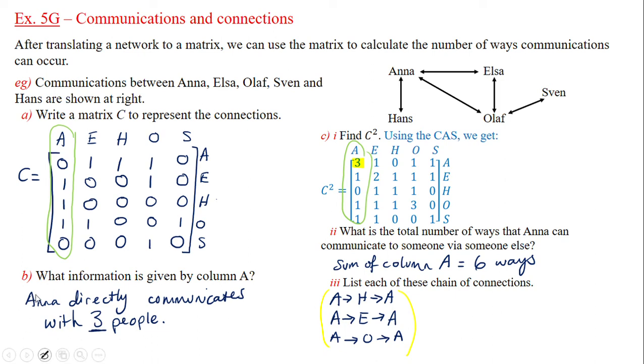Okay, the next one now. Let's go with light blue. Now we're looking at the number of ways that Anna can communicate to Elsa via someone else. So we're looking at, and I may write this in the same color blue as well, just to help match it up. Anna can communicate via someone to Elsa, and we look back at the network. Well, she can communicate to Olaf, who can then communicate to Elsa. There is no way that she can communicate to Hans via someone else, so we can skip that one.